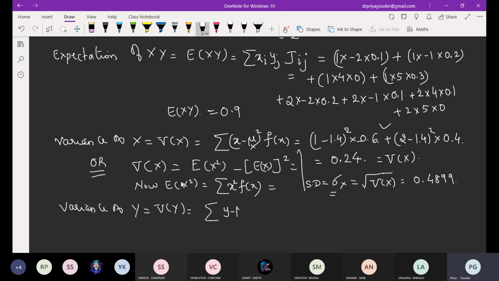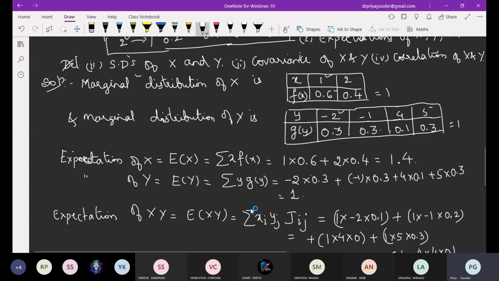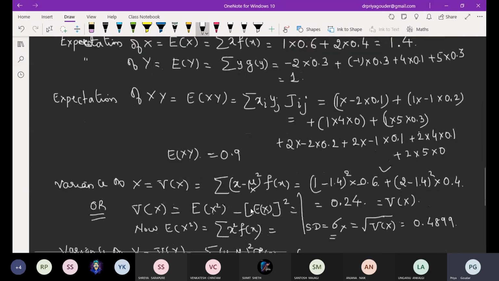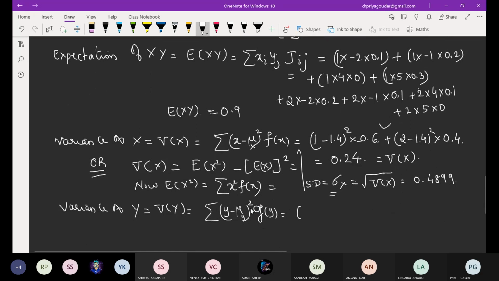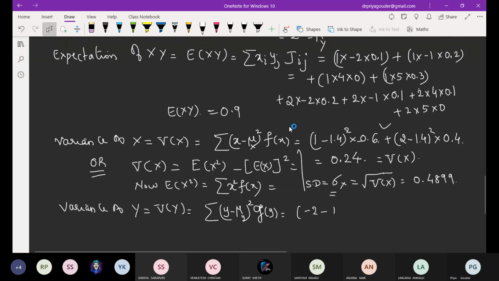This is y minus mu y, the whole square into g of y. What is the first value of y? Just observe here. First value of y is minus 2 and corresponding value is 0.3. How to take? Minus 2 minus, tell me what is mu y you have got? Expectation of y. If you want, you write these value as mu y. This is mu x. So this is 1 into corresponding value is 0.3. Sorry, this has to be squared.